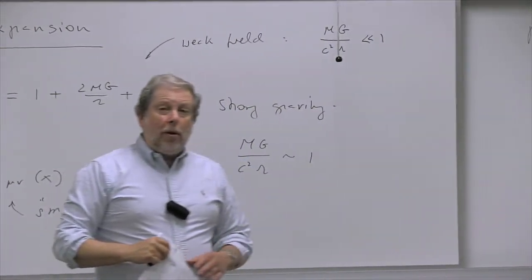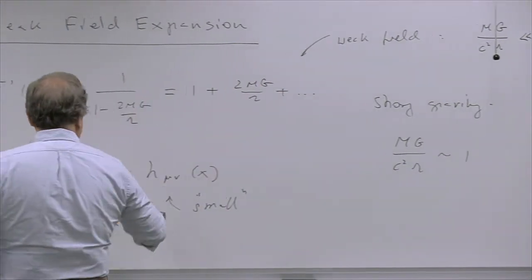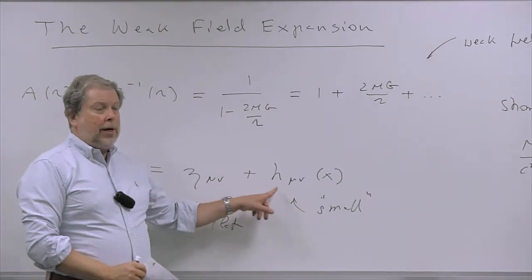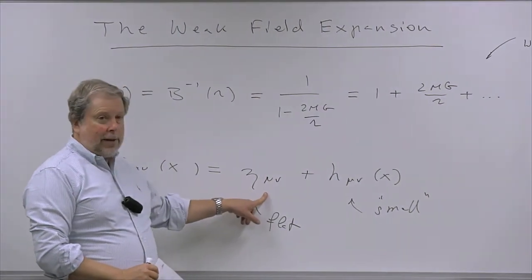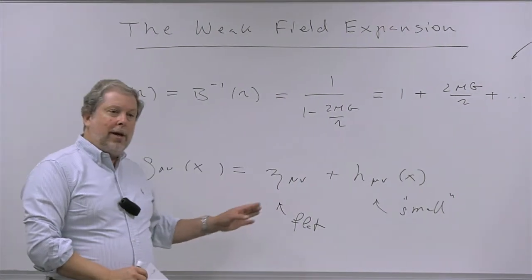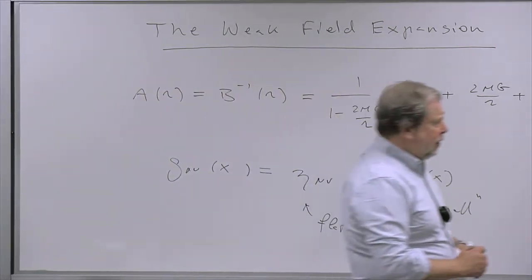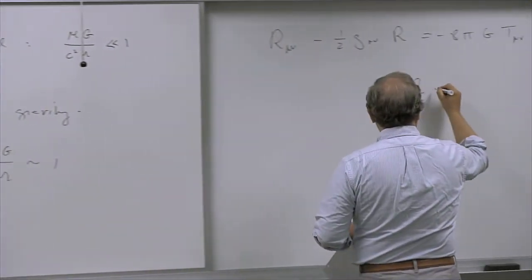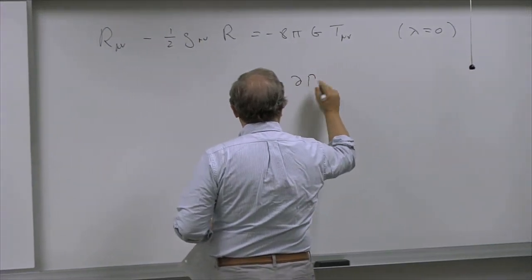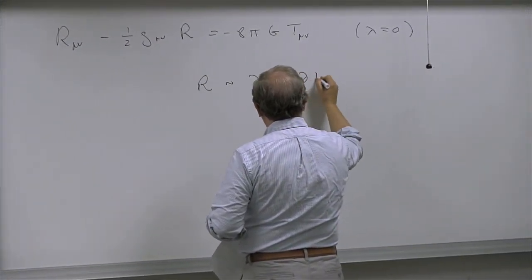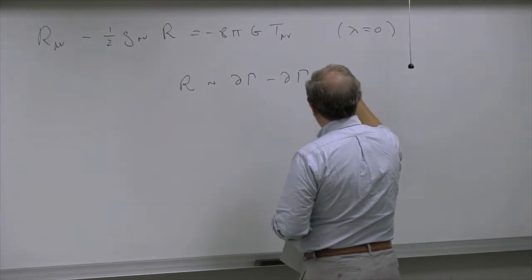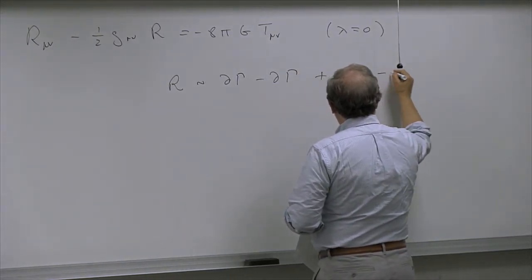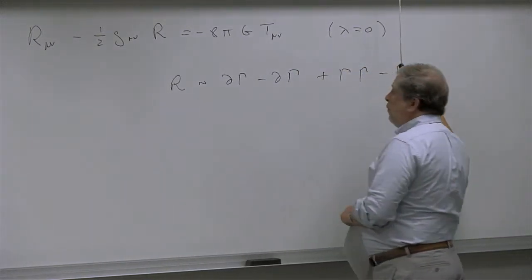So we want to develop everything in a power series in the h. The leading term is the flat metric, and of course, when you take any derivative of the flat metric, you're going to get 0. So if we look at the Riemann tensor, it is something like a derivative of the affine connection minus some other derivatives of the affine connection plus gamma gamma minus gamma gamma terms.